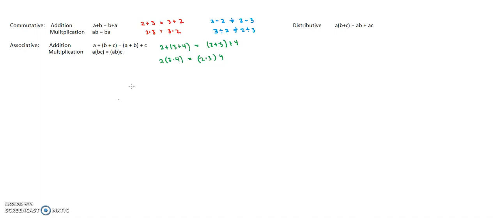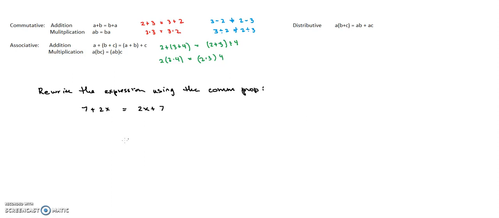So for how we're going to use these for right now, these are kind of basic properties that are going to help us solve equations, but you can also use them to rewrite expressions. So they may say, rewrite the expression using the commutative property, and it may say like 7 plus 2x. So we can rewrite that as 2x plus 7.